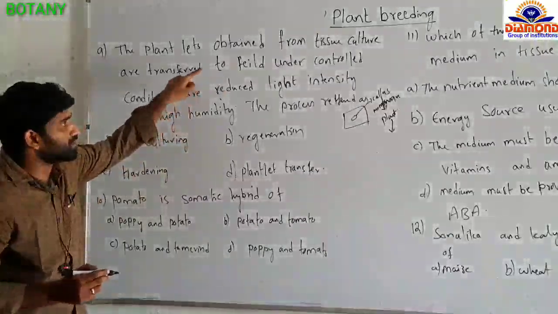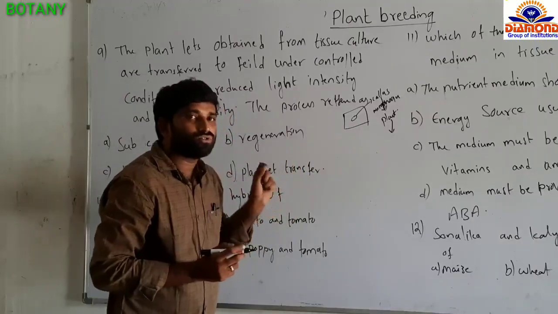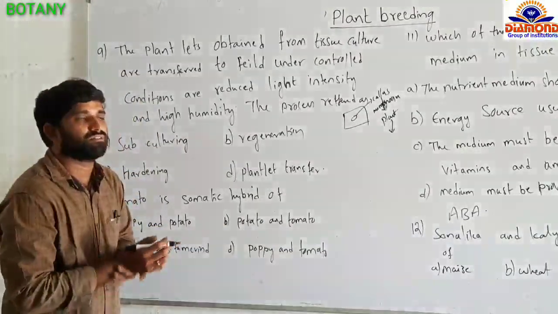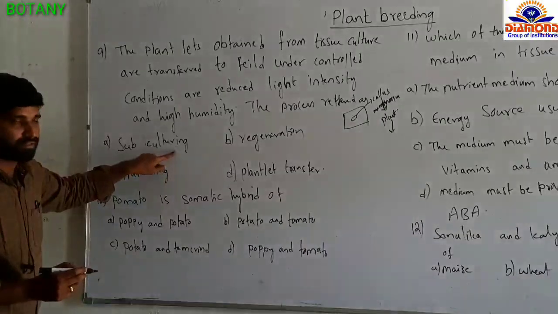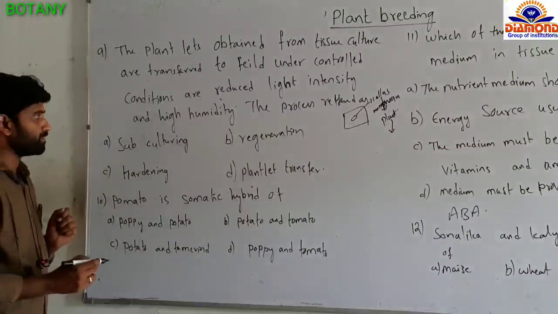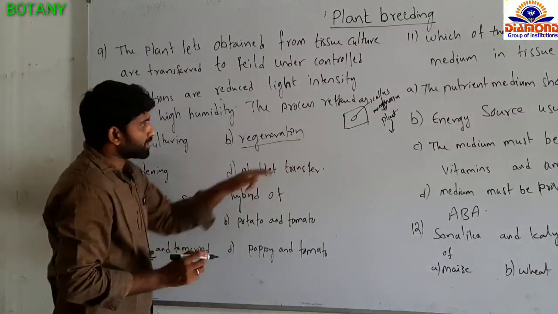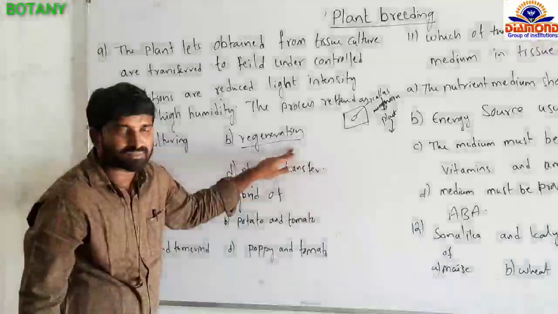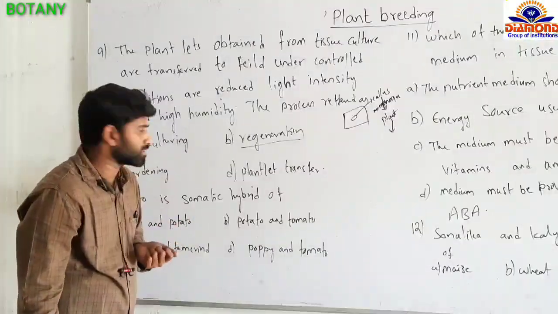But here the question is asking what method we are going to use for transferring our plant body into the greenhouses or the field. So subculturing is not a suitable name for it. And next, option B, regeneration. The regeneration mechanism, as we studied earlier in reproduction in organisms, means regaining of the lost parts.